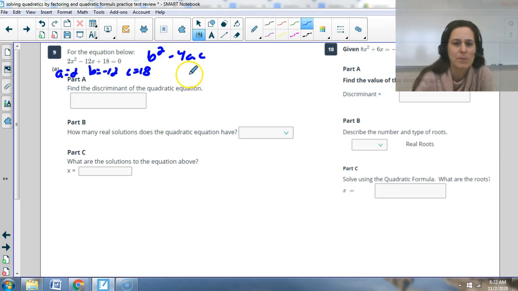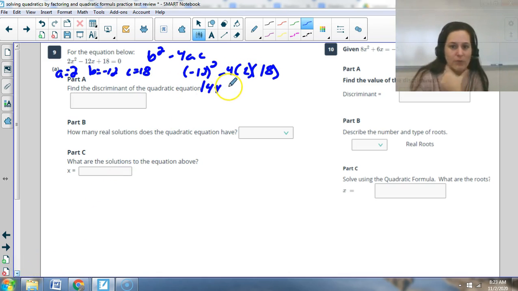We plug those in. So it would be negative 12 squared minus 4 times 2 times c, which is 18. This is a 2, not a d. Okay. So negative 12 squared is 144. 8 times 18, 144. And 144 minus 144 is 0. Because the answer is 0, it means that there is one real solution.